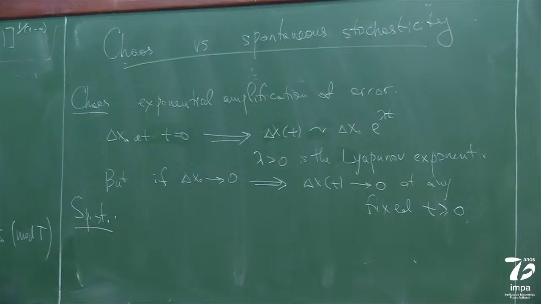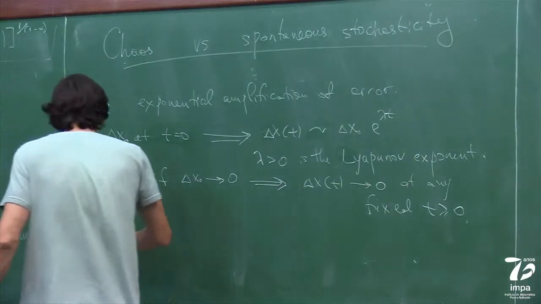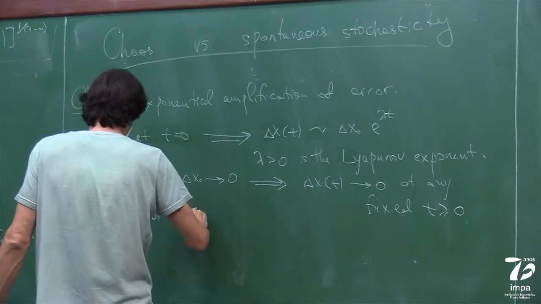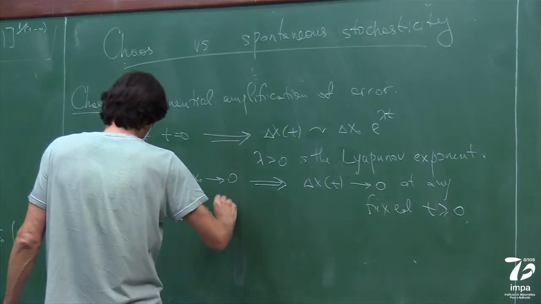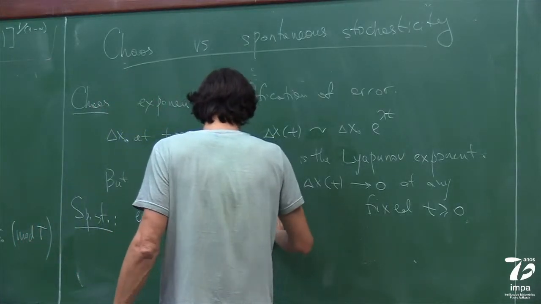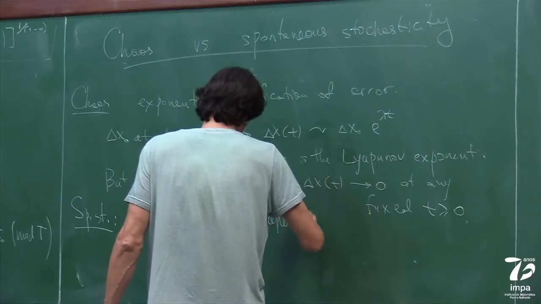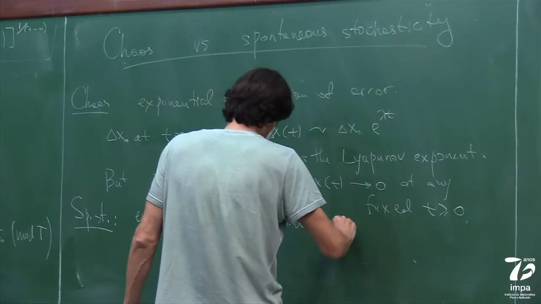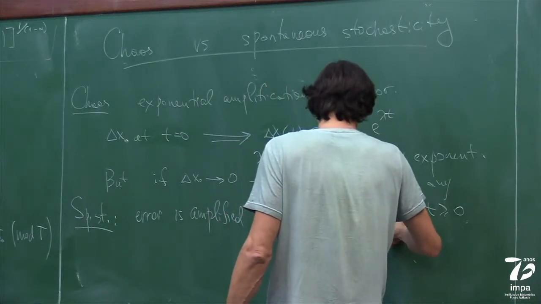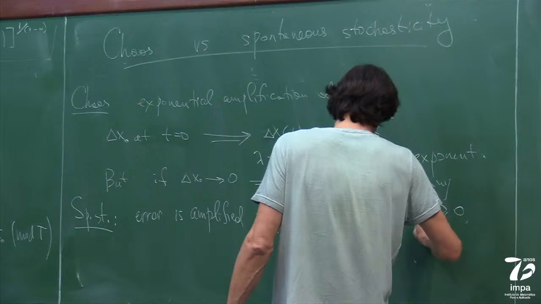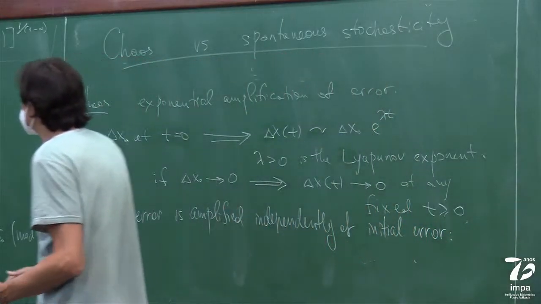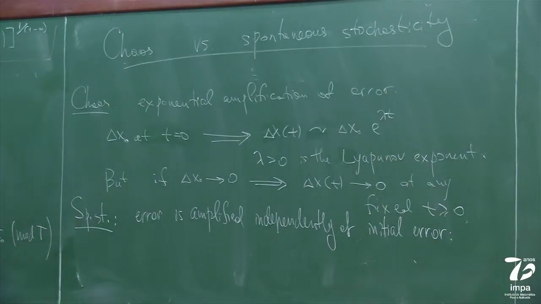So what we have in spontaneous stochasticity is the difference. Here in spontaneous stochasticity, the error is amplified independently of the initial error. And actually the reason is exactly in the non-Lipschitz condition.